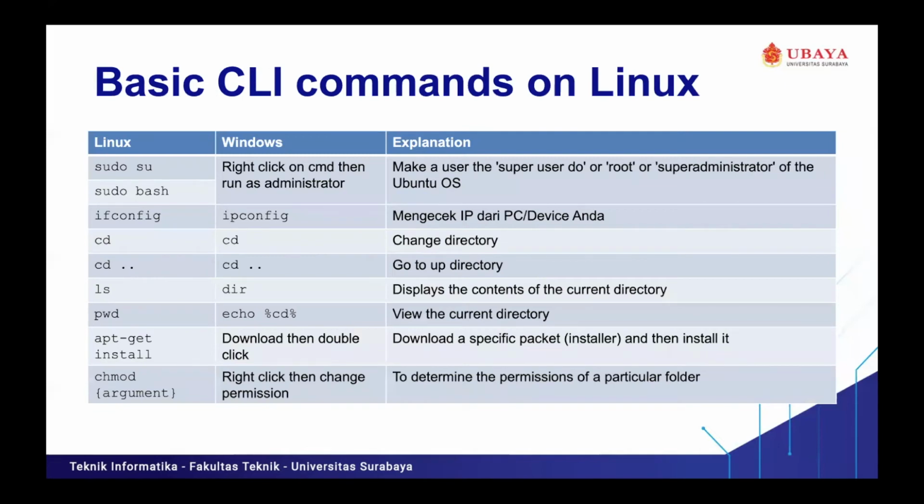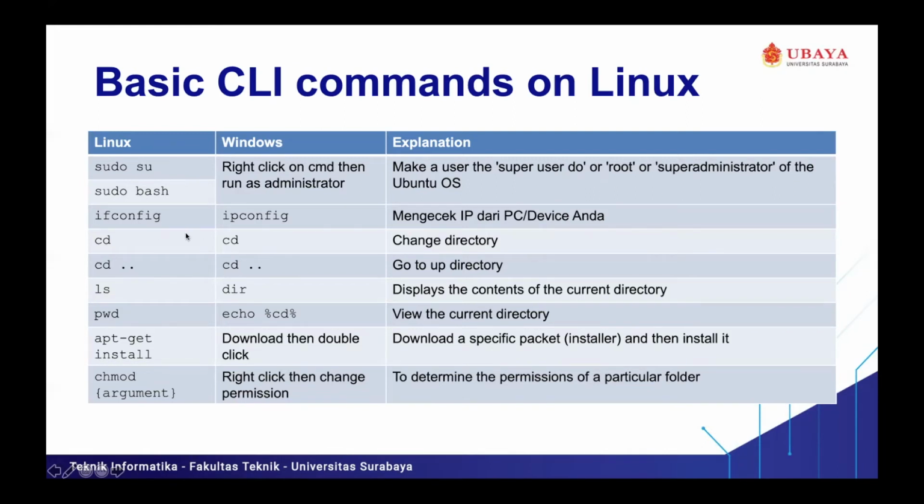These are basic CLI commands on Linux. As you can see here, if you want to log in as an administrator, you can just type sudo su on your terminal. In Windows, you can right click on Command Prompt, then press run as administrator. Sudo su means super user or root, the super administrator of the Ubuntu OS.